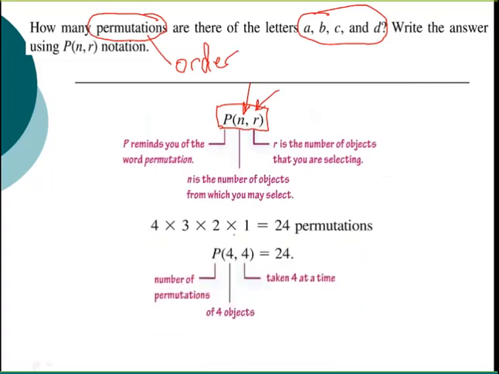So in this case, there are 4 different letters, and we're taking the whole group 4 at a time. So we're not taking 1 at a time, we're taking the whole group of them. So it's 4, 4. Again, there's 4 objects, taking the whole group 4 at a time, and then you put a P in front. That's all that this means. That's all that it asks you to do in the lab also.